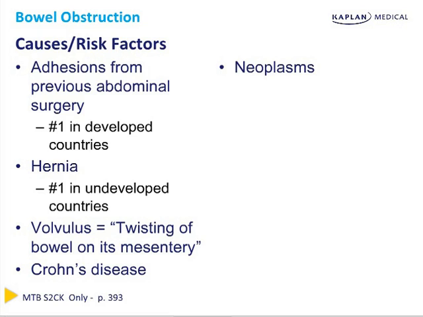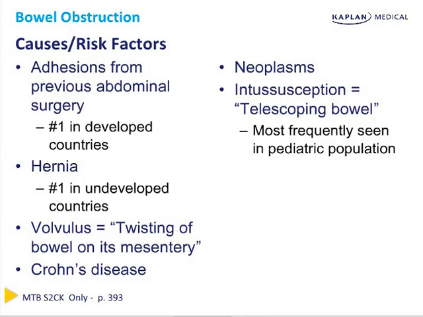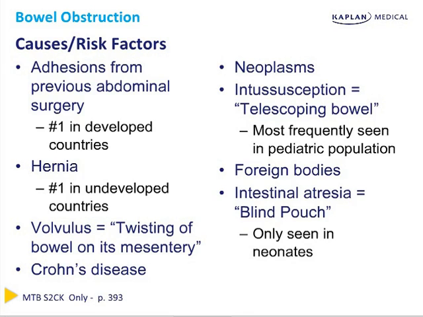The final three conditions on this slide are common causes of bowel obstruction in children and will be discussed at length in your pediatrics review material. In brief, intussusception, or telescoping bowel, can lead to obstruction due to compression of the inner segment of the bowel by the outer segment. Foreign bodies, if large enough, can become lodged in the small bowel lumen. And finally, in neonates, a congenital abnormality that leads to intestinal atresia often presents with the symptoms of a complete bowel obstruction.